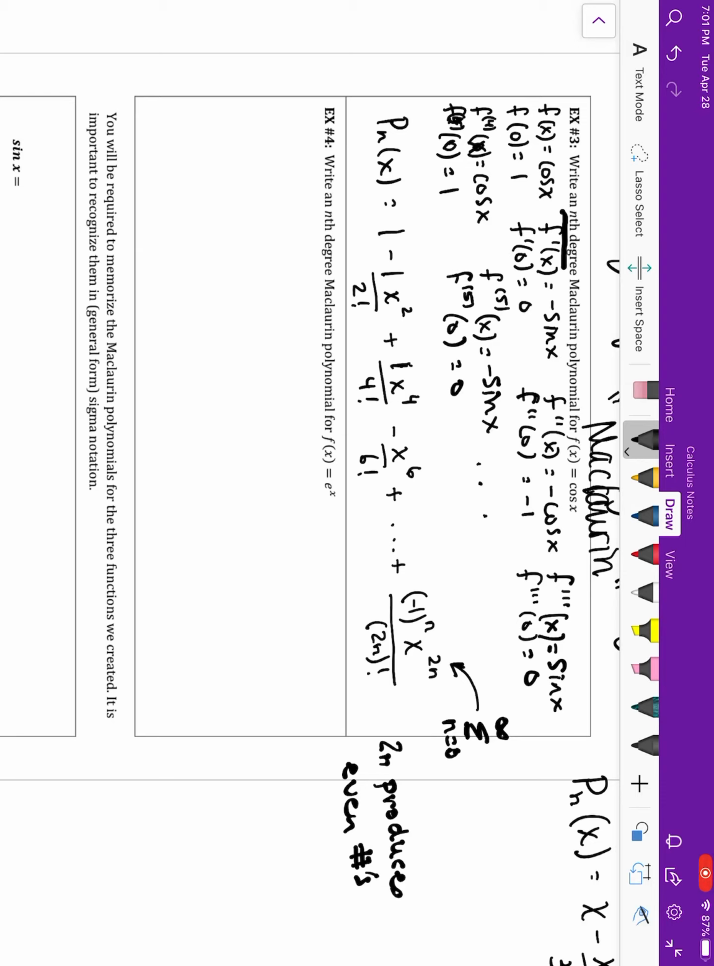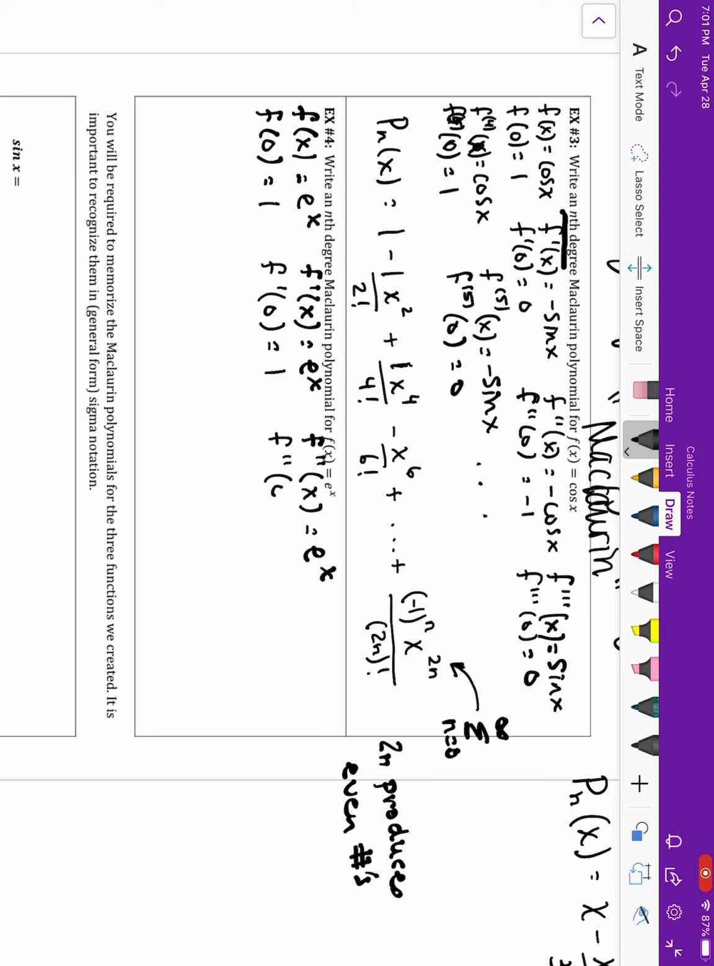All right, example number 4. Write an nth degree Maclaurin polynomial for f of x equals e to the x. So we start out with f of x. And we take f of 0, because it's a Maclaurin, so it's at 0. E to the 0 is 1. And then we take the derivative, e to the x. And the derivative at 0 here is 1. Then we take the second derivative, e to the x. The second derivative at 0 is 1. We take the third derivative, e to the x, and the third derivative at 0 is 1.